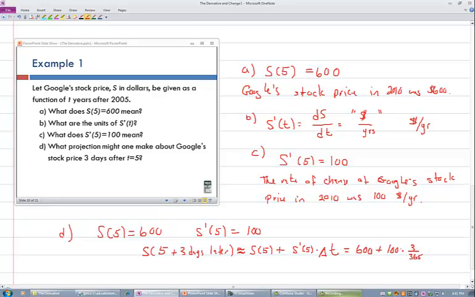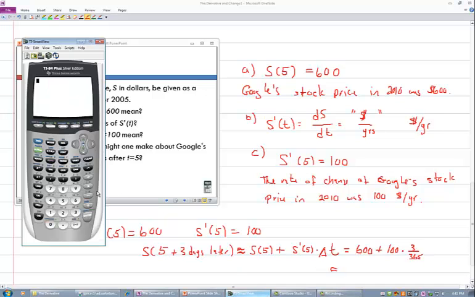Right, so this is year stuff, and 100 is actually dollars per year, so the years cancel and you get dollars back. And so this is going to be approximately, and I'll need my calculator to do this, so take out your calculator, and we do 600 plus 100 times 3 divided by 365, and we get out approximately $600 and 82 cents. So that would be my estimate for how much it's actually worth.